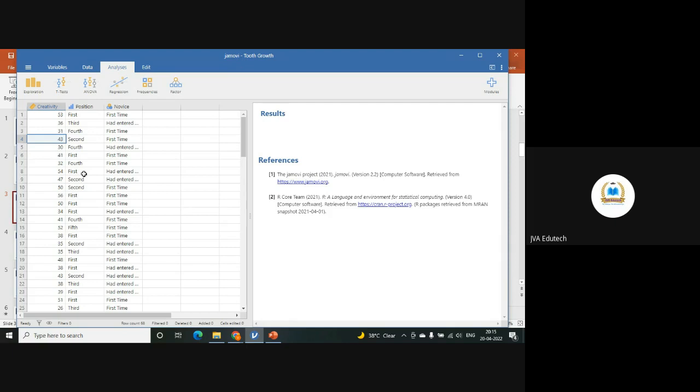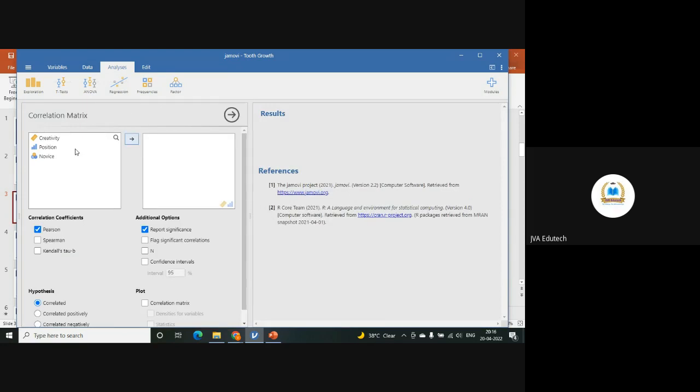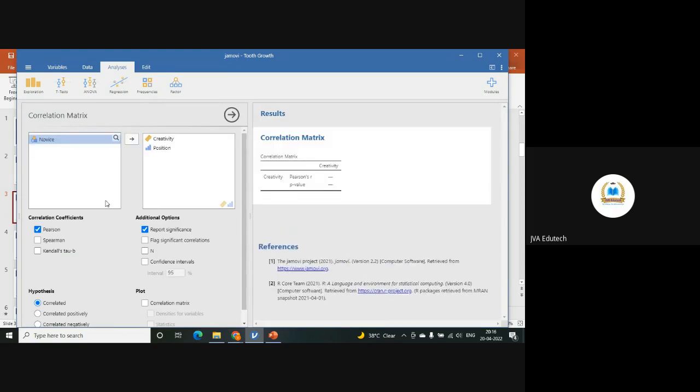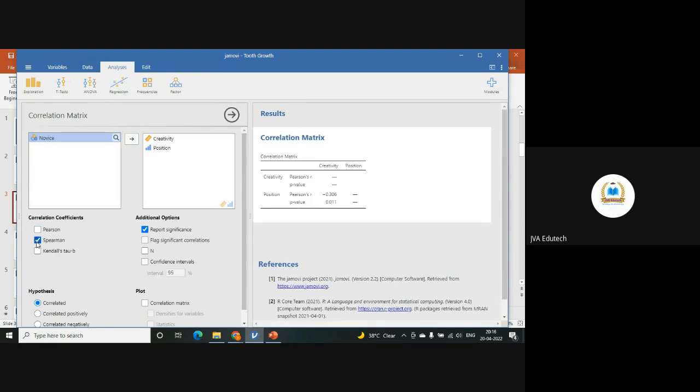Right? Now I want to see the relationship between, now you see this position in the competition is ordinal rank, and this is the continuous data, their creativity score. I want to check whether more creative people are better liars or not. So in that case, since one is ordinal, I will perform Spearman correlation. So from regression, I will select the same correlation matrix, creativity, position, and here rather than Pearson, I will select Spearman.